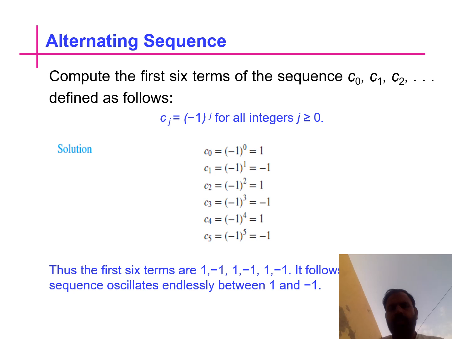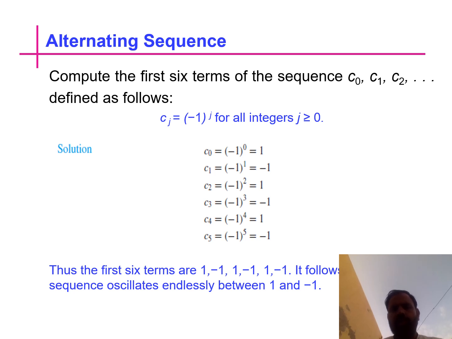So in C3, we put minus 1 raised to the power 3, which is minus 1. And in C4, we have to put j is equal to 4, so minus 1 raised to the power 4. Since the power is even, minus 1 goes to 1. And C5 is equal to minus 1 raised to the power 5. Power is odd, so it's minus 1. Thus the first 6 terms are 1, minus 1, 1, minus 1, 1, minus 1.